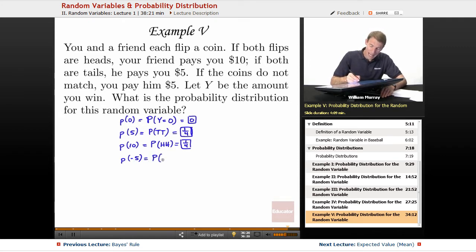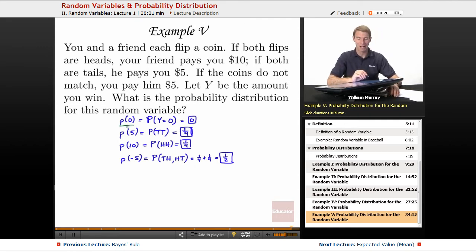So the way that happens is if you show a tail and he flips a head, or if you flip a head and your friend flips a tail. So there's 2 possibilities there, but each one of those has probability 1/4. So 1/4 plus 1/4 is 1/2. So those are all the different outcomes that can happen, and those are all the different values of the random variable. Those are all the different payoffs that can happen in this experiment. I listed 0 even though it's not really a legitimate outcome here. I just wanted to calculate it through. There's a 0 probability that no money is going to change hands here.